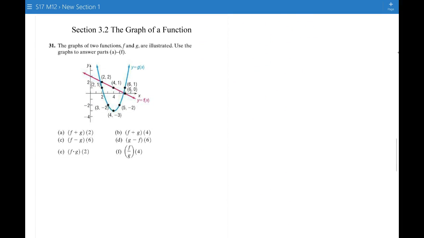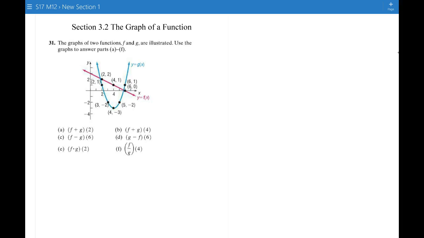And I want to look at some of these pictures. So this picture has the red graph as y equals f of x, and the blue graph as y equals g of x. So we're supposed to first find f plus g of 2. Well, we remember from the previous section that that's f of 2 plus g of 2. So we come over here where x is 2, and f of 2 is 2 plus g of 2 is 1. So that would be 3.